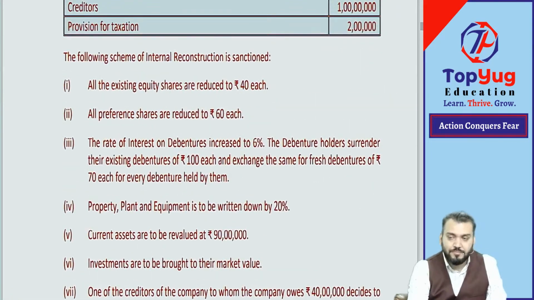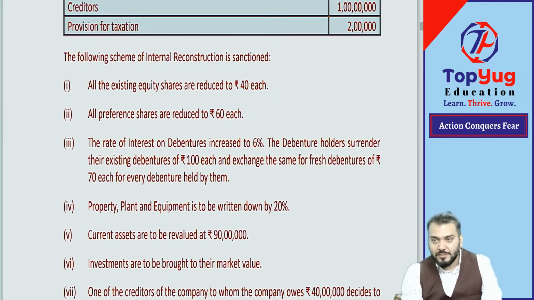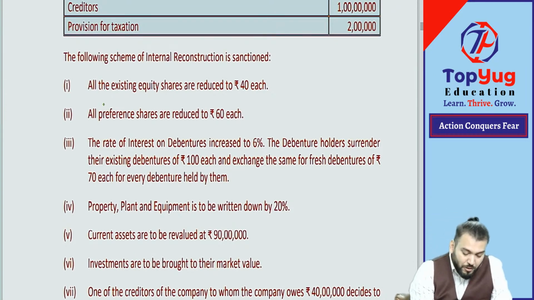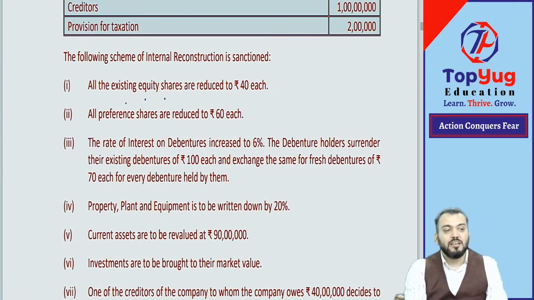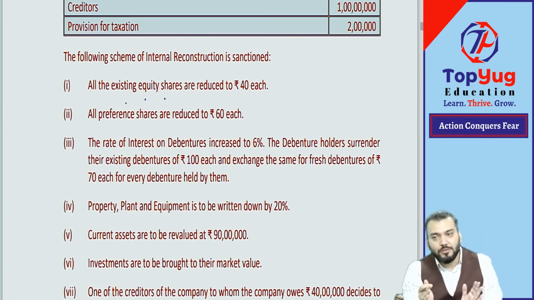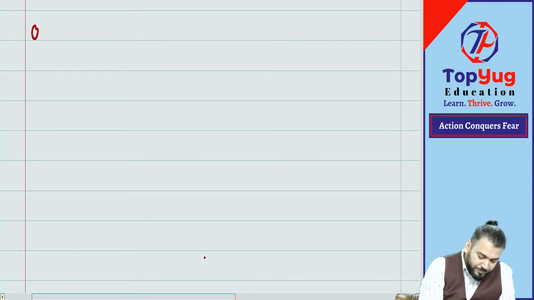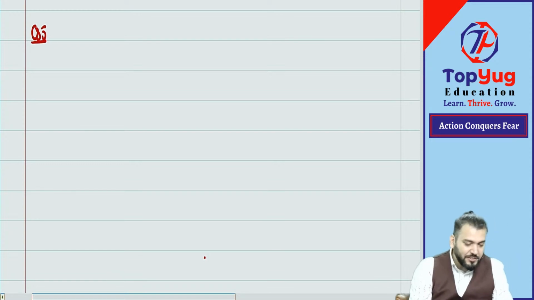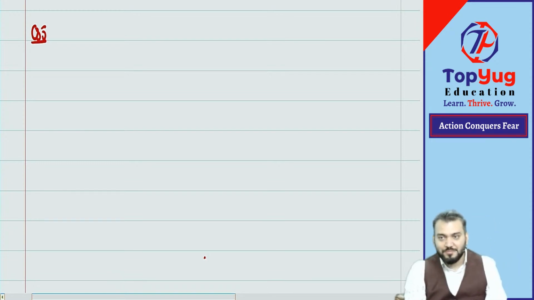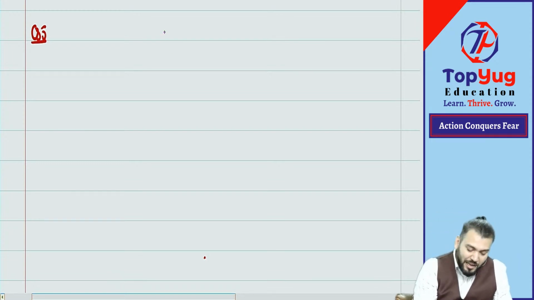I hope you have done it. First, all the existing equity shares are reduced to rupees 40, meaning the face value has been changed from 100 to 40. Can you give me the journal entry? So we are doing it, let me write down. Books of which company?